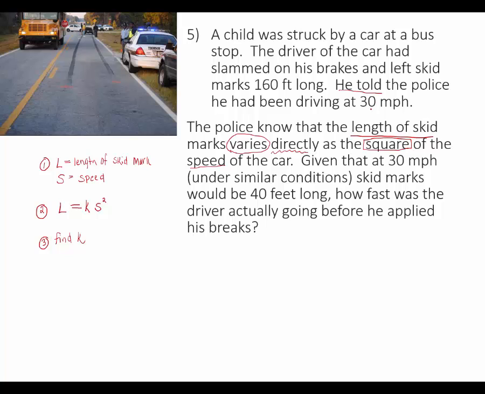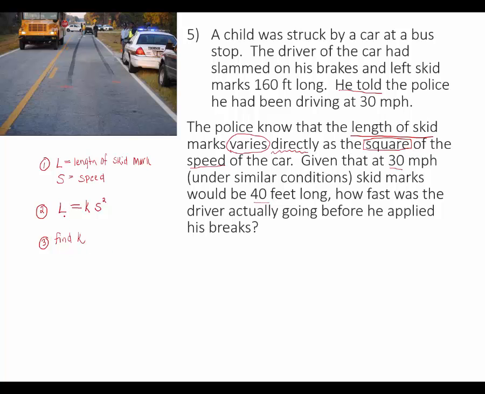So instead I want to look down here in the second paragraph about what police know. And we are told given that at 30 miles per hour, under similar conditions, skid marks would be 40 feet long. This is the pair of numbers that we want to put in to find K. And then we're asked how fast was the driver actually going. So my guess is that police at the scene are guessing that he has not told the truth, that his speed was 30, because 30 corresponds with a 40-foot long skid mark.